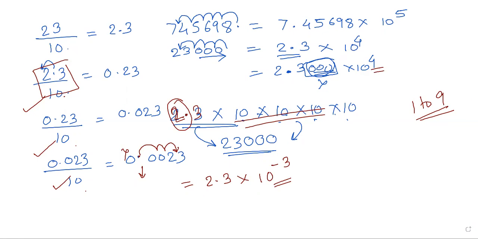So the most important point is that very big numbers will be expressed with the positive power of 10, whereas very small numbers will be expressed with the negative power of 10, depending on the number of places the decimal point gets shifted. Yes or no? Yes, sir.